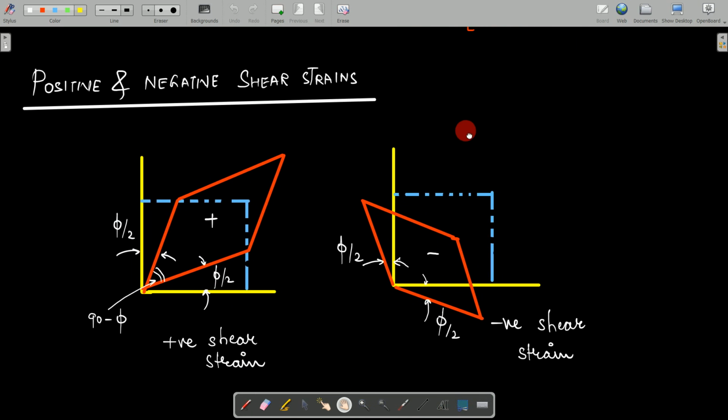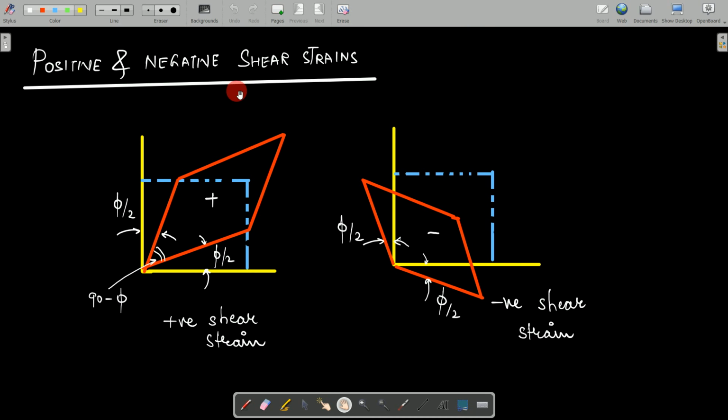Now you need to note one important thing: how to decide whether a shear strain is positive or negative. Let us consider we had some original shape like this. Due to some deformation, the shape goes like this. If this diagram appears, then understand it is a case of positive shear strain, where it makes a uniform angle on this side and this side. So this angle is 90 minus phi, and these angles are phi by 2, phi by 2.